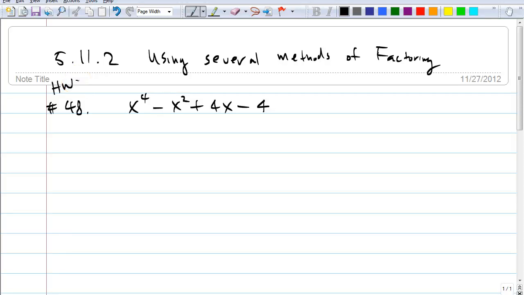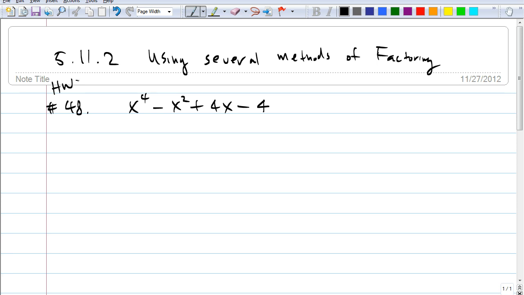So take a look at number 48 from your homework from last time. This is an interesting one because let's think about what we learned so far. When you have something like this, it's got 4 terms. First of all, does it have a GCF? You should always check that. No. So it's got 4 terms.